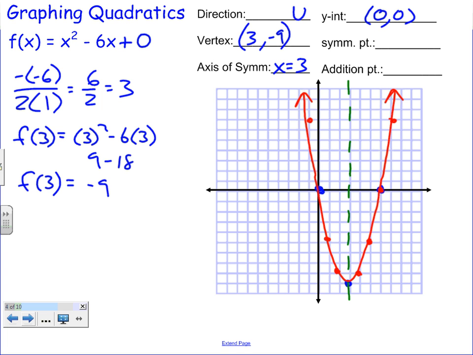For the symmetrical point, I'm going to put in the point 6, 0. And for an additional point, I can pick any point. Why not this one right here? So we have 1, negative 5. Notice how we very easily get the proper points and graph from that information.